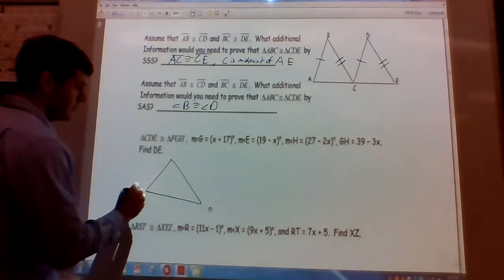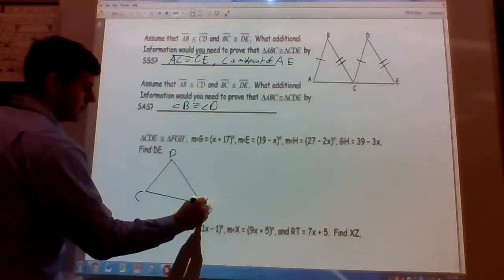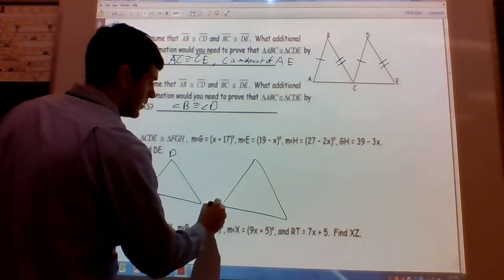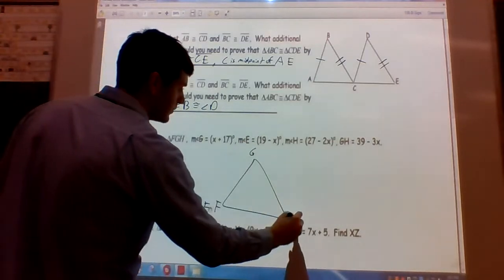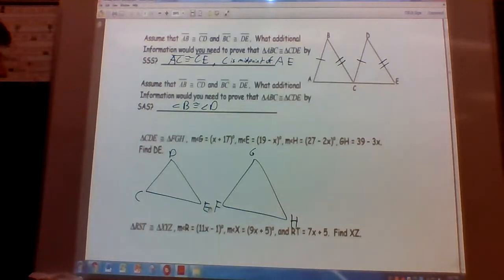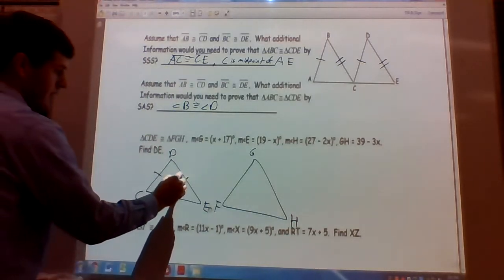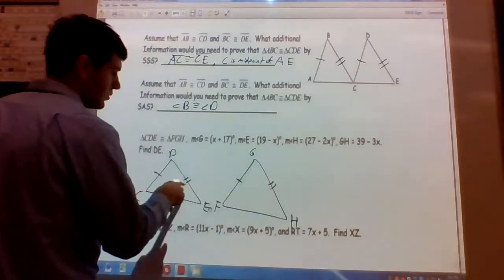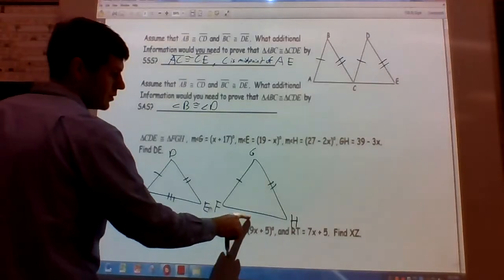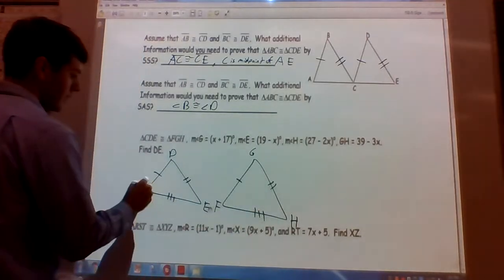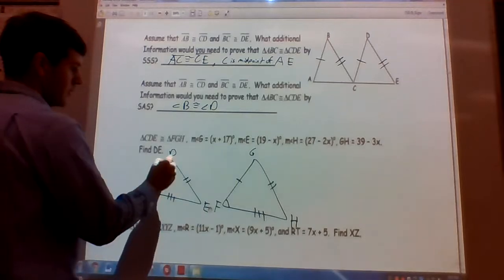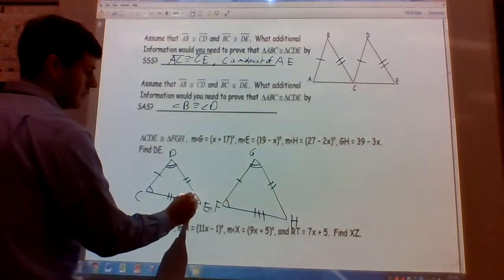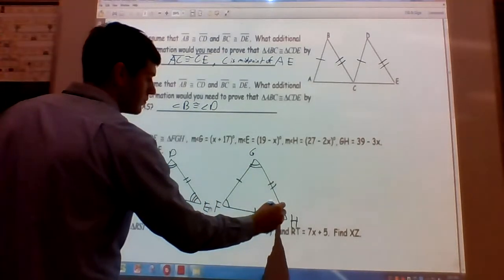So let's draw it. C, D, E, and F, G, H. Okay, we know they're congruent. So we know this side, CD, is congruent to FG. We know GH is congruent to DE. And we know CE is congruent to FH. We also know that angle C is congruent to angle F, that angle D is congruent to angle G, and that angle E is congruent to angle H.